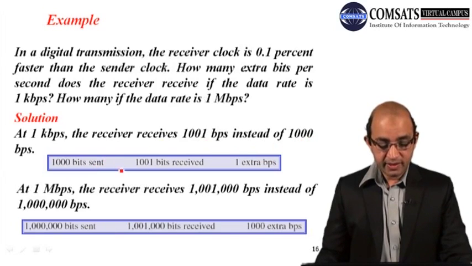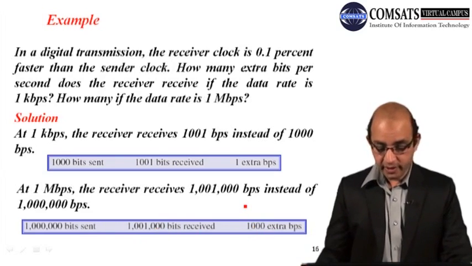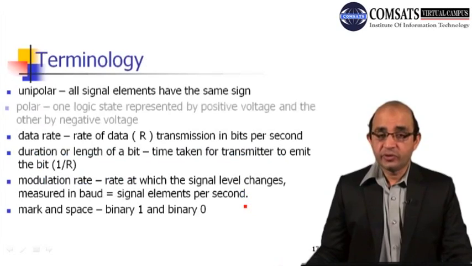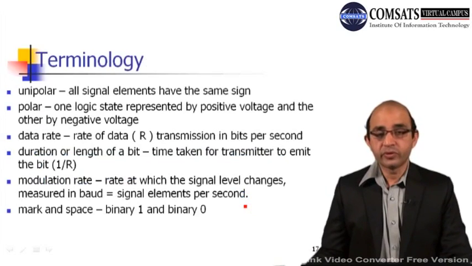These are the received bits, 1001, so one extra bit per second. If we have a higher data rate, 1 megabit per second, the receiver receives 1,001,000 bits per second instead of 1,000,000. So this is sent, and on the receiver side you can see we have errors. So this 1,000 is the extra bits per second. Okay, so before starting the actual encoding, we need to go through certain terminology.